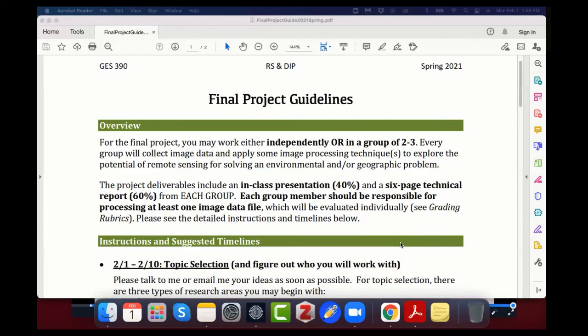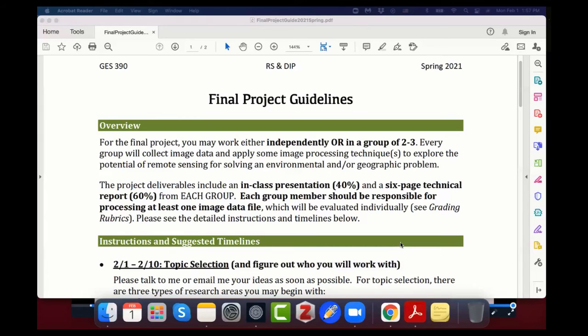Very similar to other GIS classes, you will have to give a presentation in class and write a final paper. The report is pretty simple. I'm only looking for a technical report that is 6 pages long, double-spaced, from each group. You can go beyond, and I'm sure you will. Usually I have papers that are 8 pages, 10 pages, 15 pages. So this 6 pages is not something you have to worry about. I'm sure you'll have enough to talk about.